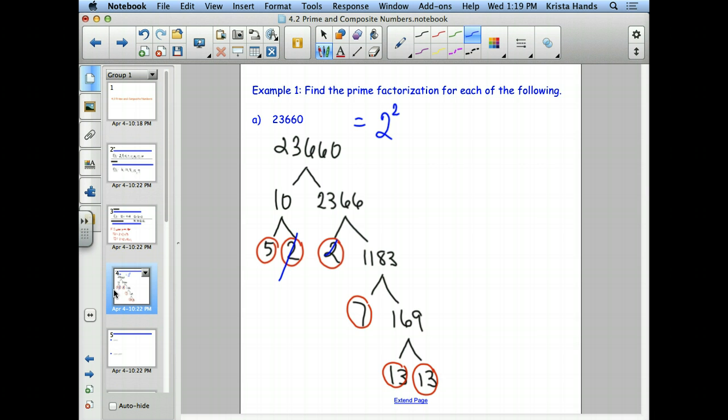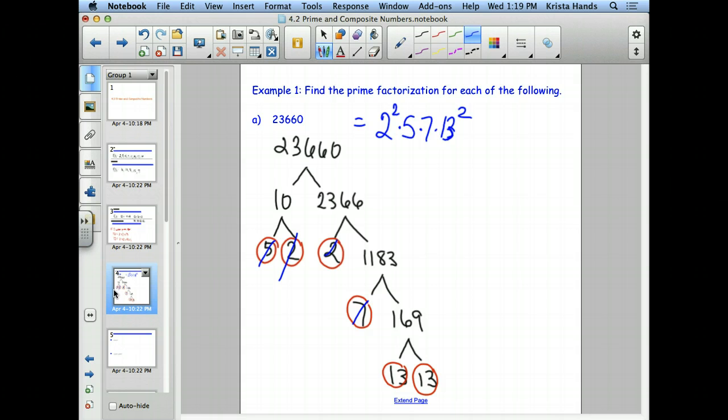The next number is a 5, so we do times 5. You can do a dot or you can do an X, which really doesn't bother me. The next one then is 7, so times 7. And then I've got times 13 times 13. And instead of writing 13 by 13, which is what I just did, we can write 13 squared. Make it a little bit more concise.